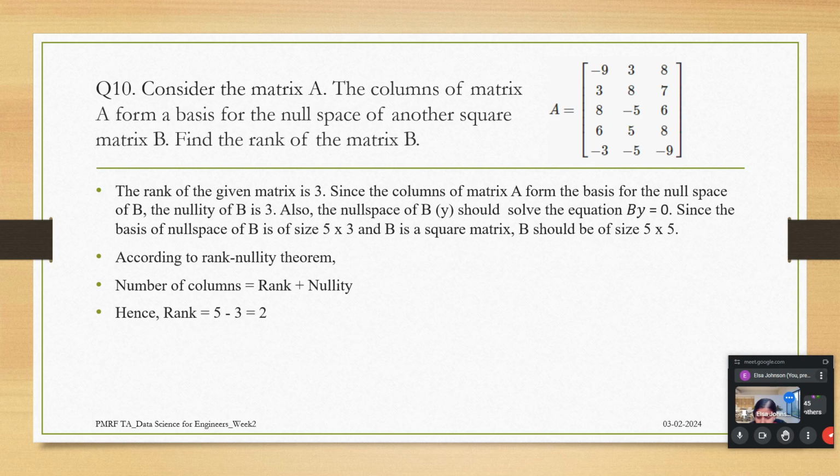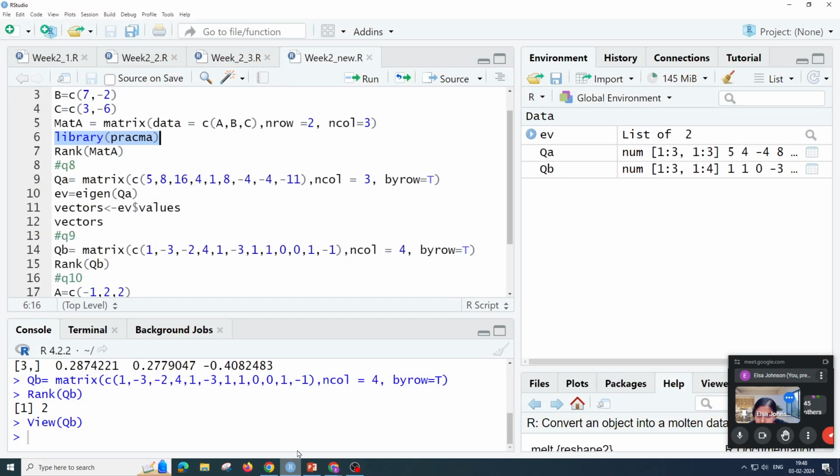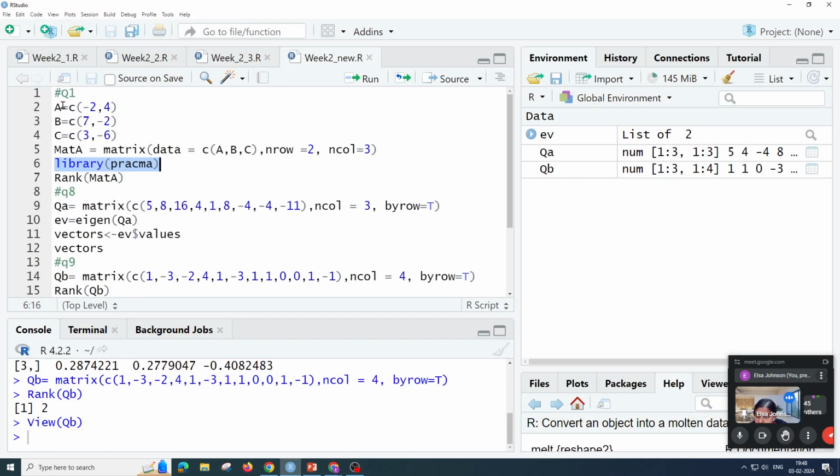Okay, so what I'll do now is show you the R implementation of some of the problems. First, question 1 we had. In the meantime, if you have any doubt in the present questions, you can just tell me. Otherwise we will see the R implementation of some of the things.